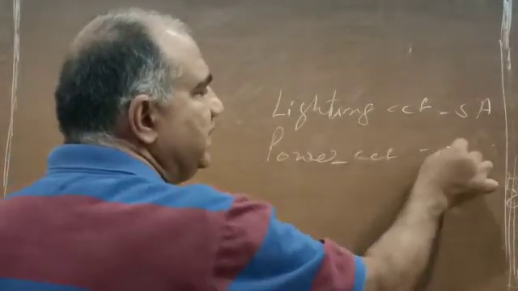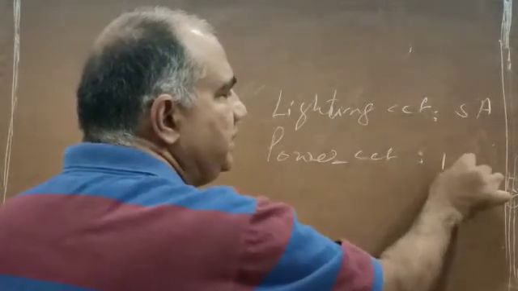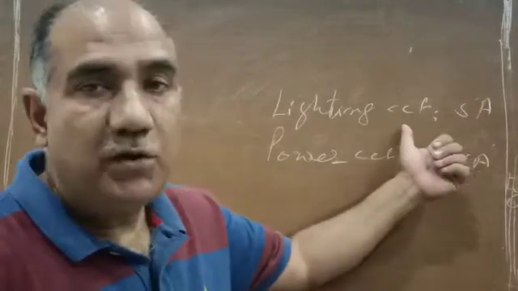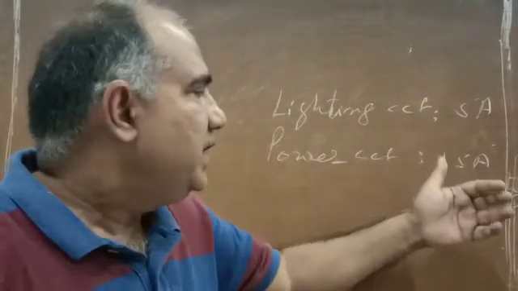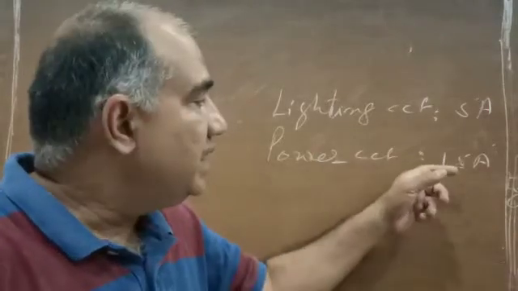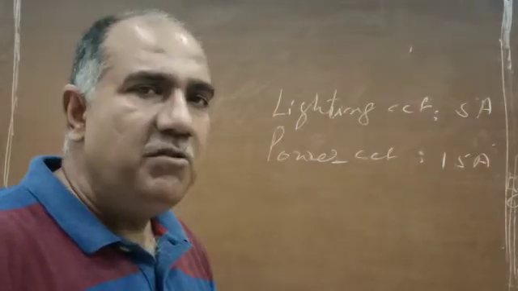The power circuit can handle a current of up to say 15 amperes. Those electrical appliances whose current consumptions are low are connected into lighting circuits, and those electrical appliances whose current consumptions are high are connected into these power circuits. Now what is the meaning of overloading?